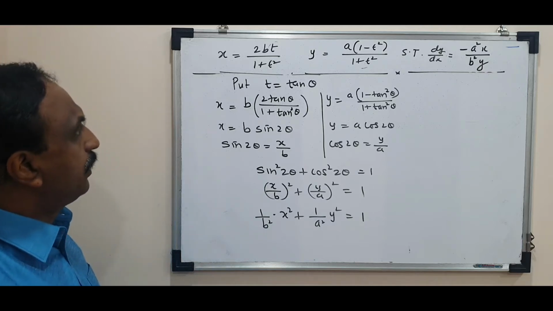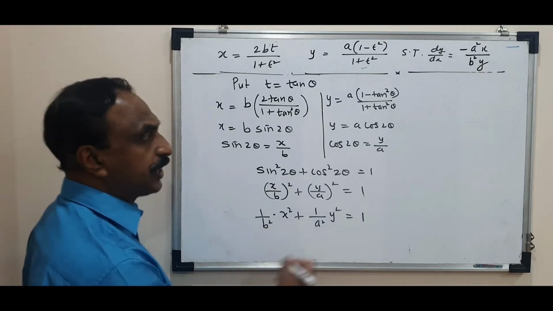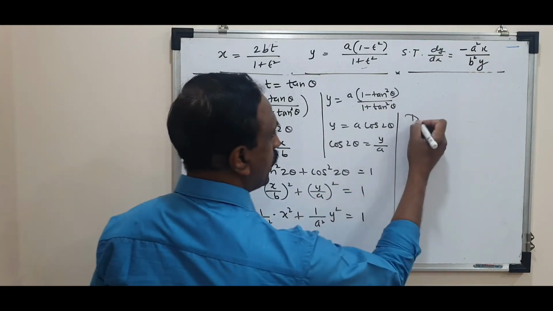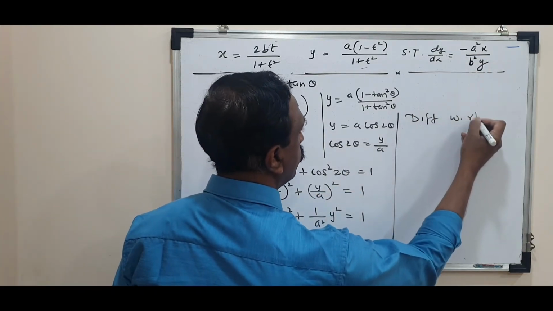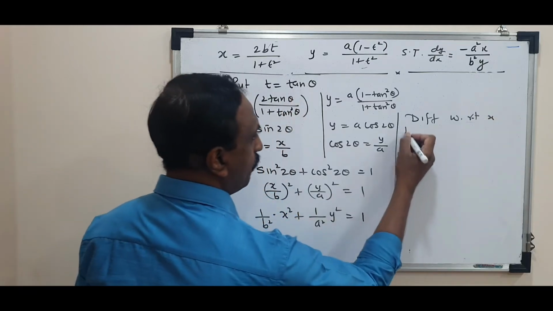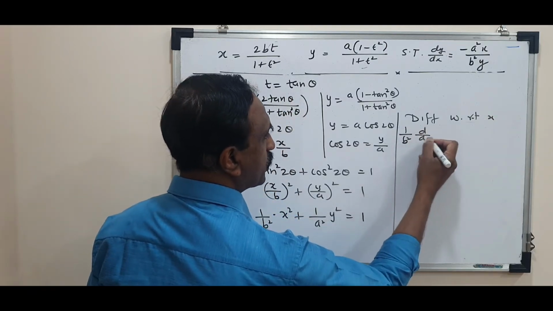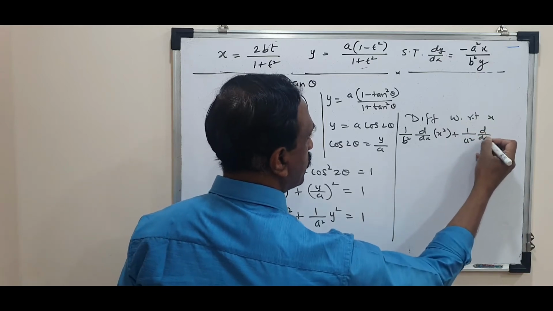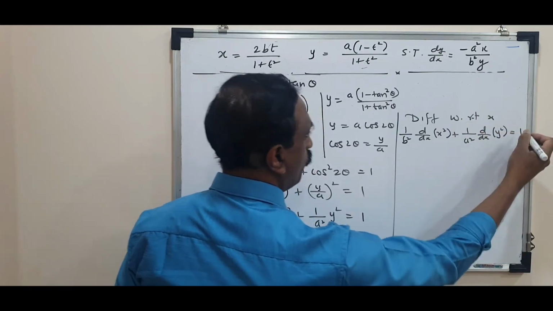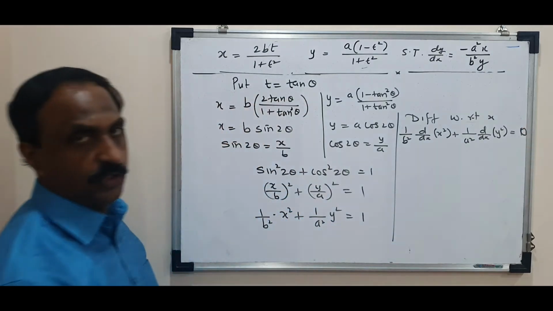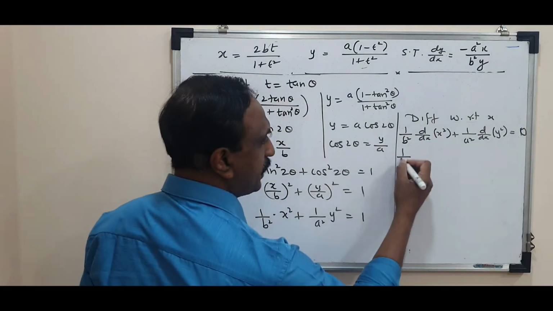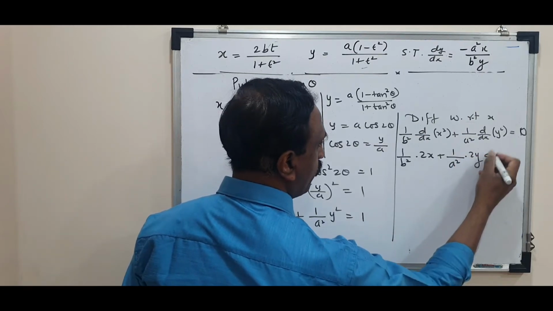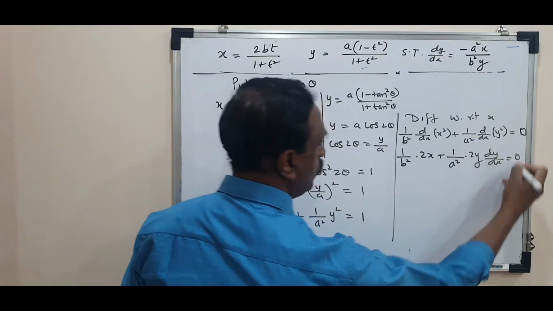Now what I can do about this, differentiate with respect to x, because I need this answer. So differentiating with respect to x, 1 by b square into derivative of x square plus 1 by a square into derivative of y square is derivative of 1, which is 0. Derivative of 1 is 0. So 1 by b square into 2x, 1 by a square into 2y dy by dx will be 0.